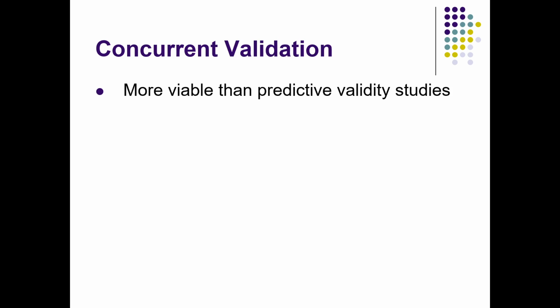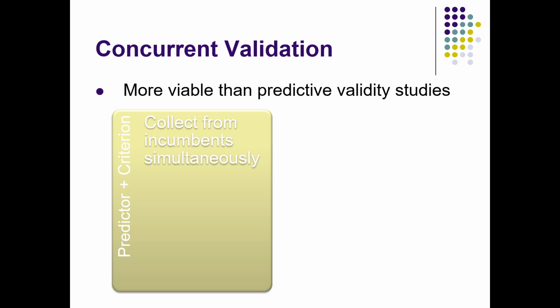So an alternative is to do concurrent validation, where we are going to administer the predictor and assess the validity of that predictor at the same time. It's a lot more viable than predictive validity studies because there's less expense and it's less time consuming and a little less risky. So what we're going to do here is administer the predictor and the criterion at the same time to people who already work for us.